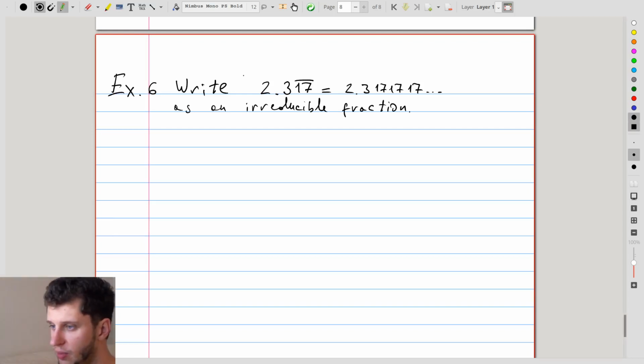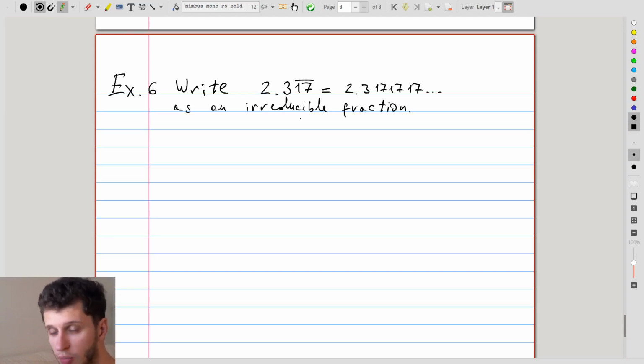Suppose we are given a number which has the following decimal expansion. It is 2.3 and then 17 repeated. So it's 2.3, 17, 17, 17, and so on. And our task is to write it as an irreducible fraction.